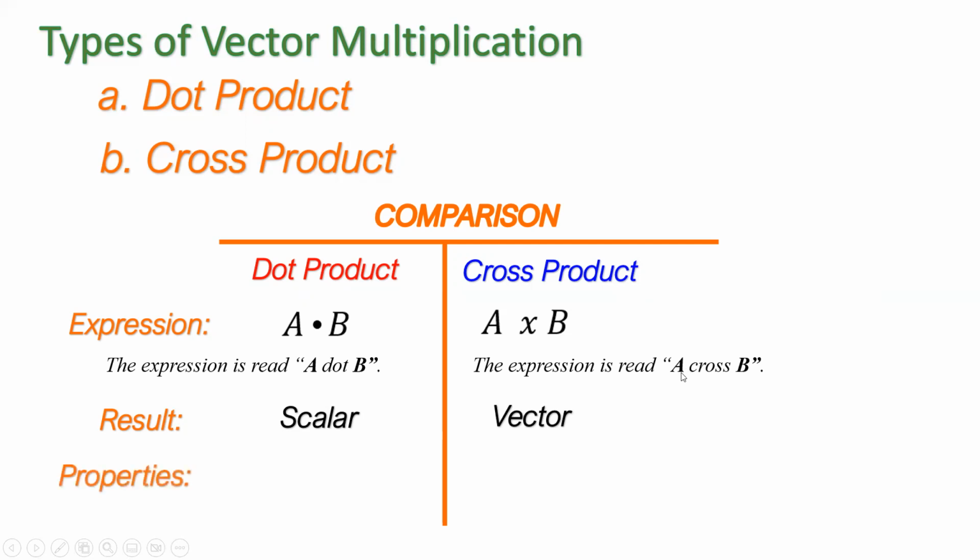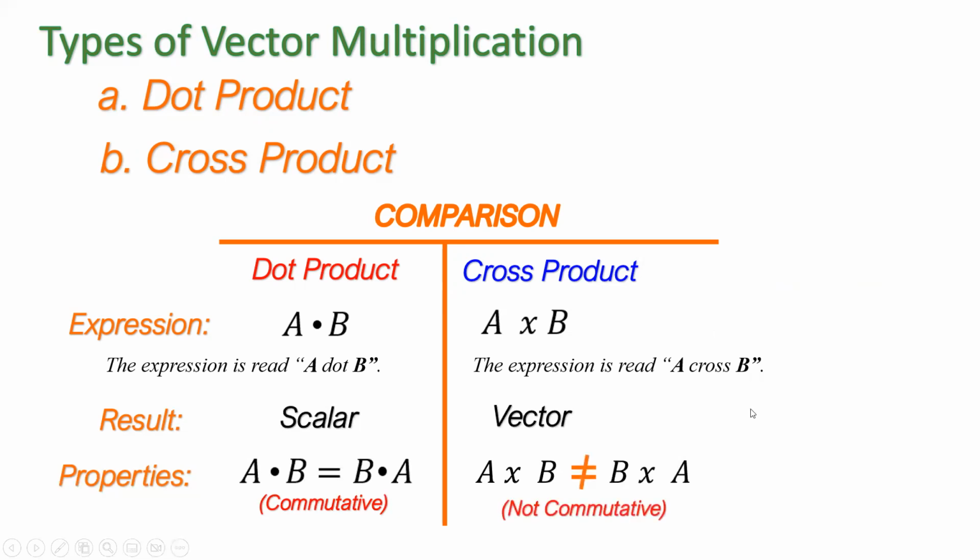Ang properties, isa sa mga properties ng dot product is A dot B is equals to B dot A. Meaning, commutative siya. Ibig sabihin, pwede siyang mag-reverse yung mga values nila, no? While in the cross product, A cross B is not equals to B cross A. So, meaning, hindi siya commutative. Iba ang magiging resulta kung babaliktarin mo ang kanyang mga components.